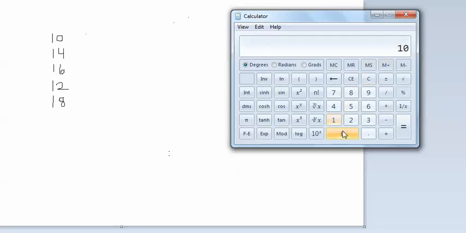10 plus 14 plus 16 plus 12 plus 18. 70 divided by 5. The mean is now 14, which means that we're going to subtract each of these numbers by 14.